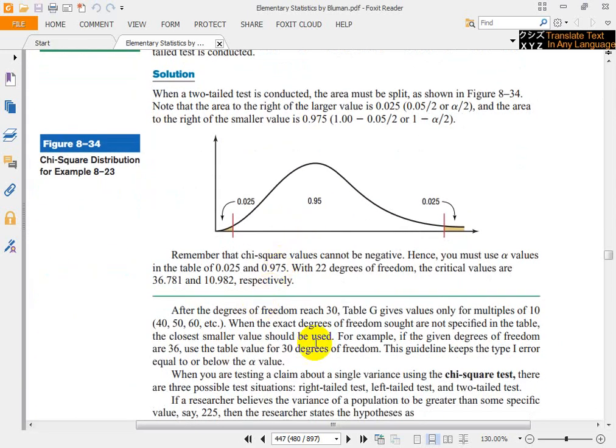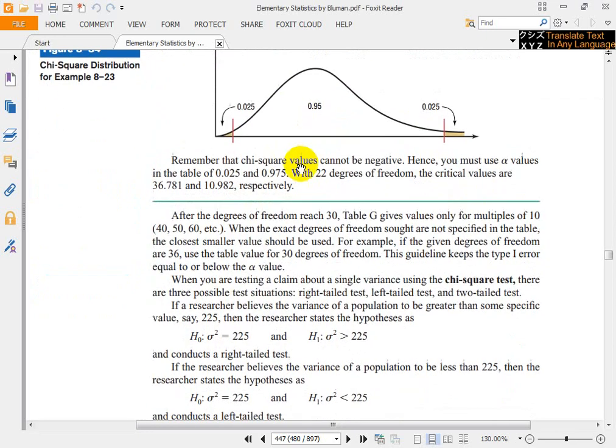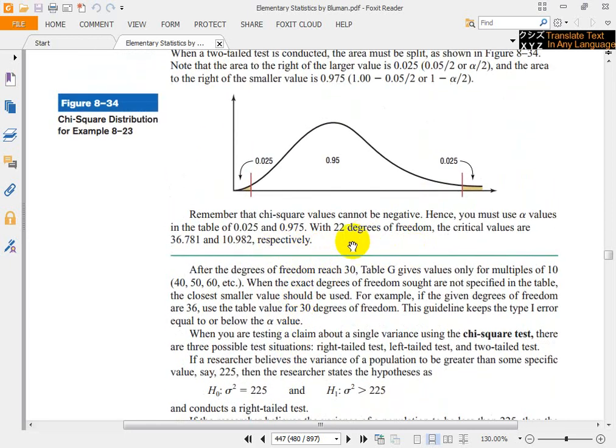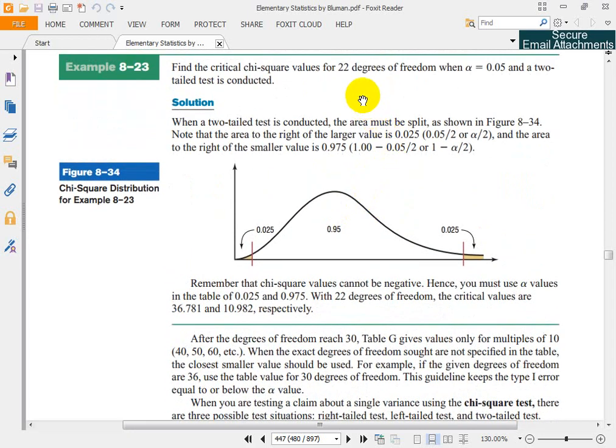Now if it is two-tailed and we are having 0.05, the 0.05 level means it has to be divided into two zones. Each zone will have 0.025 and the respective middle part will be 0.95. So here I'll be taking this 0.025, and here I'll be taking the 0.025, and the respective part is 0.95. Degrees of freedom has been given here as 22. So we will be calculating the respective chi-square value from the table.